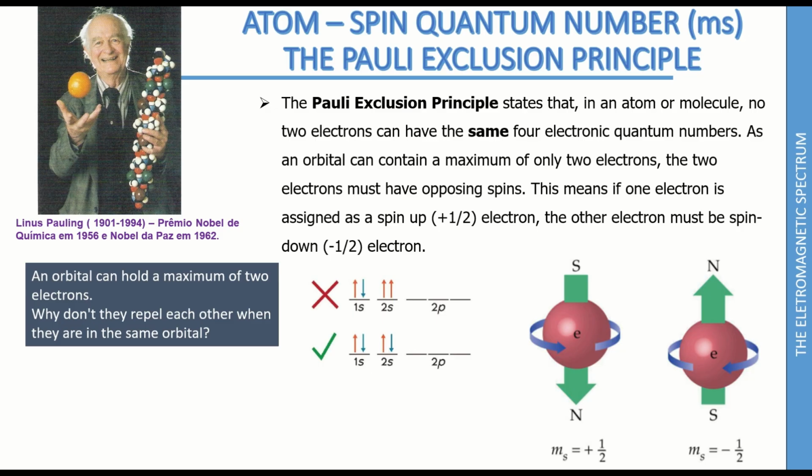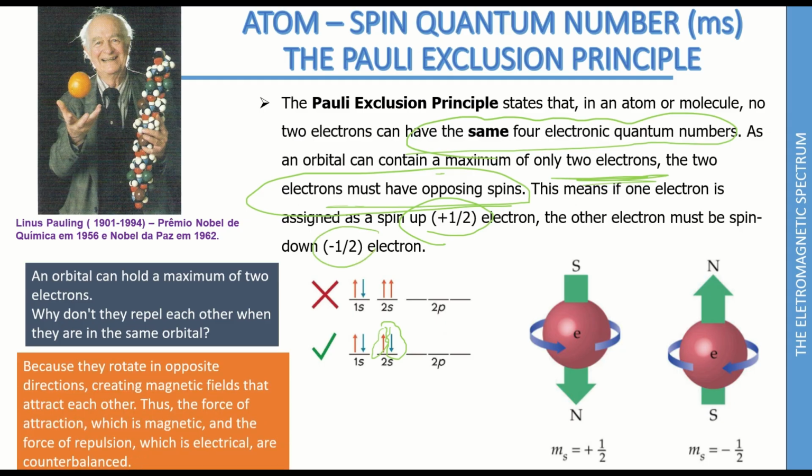Then we have the spin quantum number. And this comes from the Pauli exclusion principle, which states that in an atom or molecule, no 2 electrons can have the same 4 quantum numbers. As an orbital can contain a maximum of only 2 electrons, the 2 electrons must have opposite spins. That means when you assign an electron in this direction, the other one in the same house must be in the other direction. So one is assigned spin up, positive half, and one down, negative half.